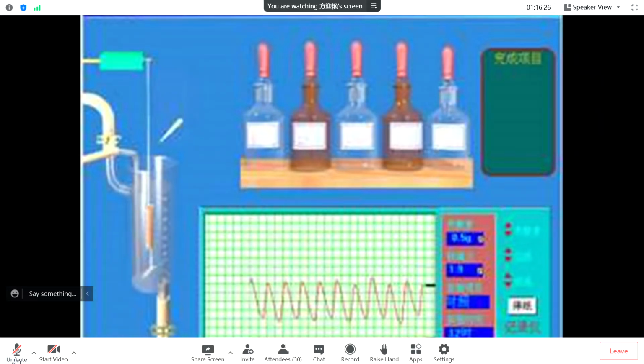Yes, teacher. And we should regulate this thread tension, and by this tension change we can record the contraction. Here the contraction is almost 37.